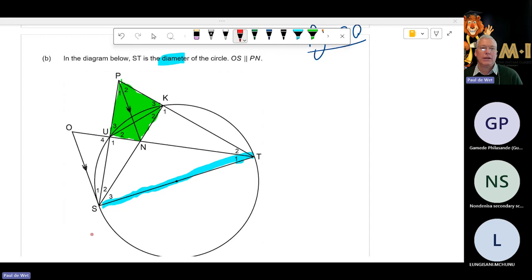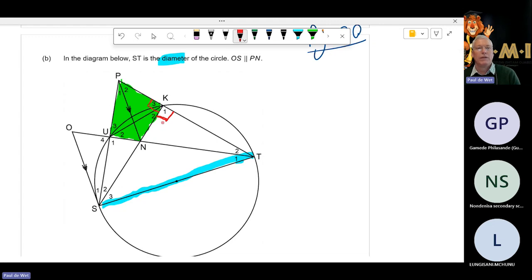SKT is equal to 90 degrees. And your reason for that? Angle subtended by diameter. Correct. Okay, great. Therefore, NKP is equal to 90. So this is 90 here. Yes. Okay, because it's on a straight line, yes.